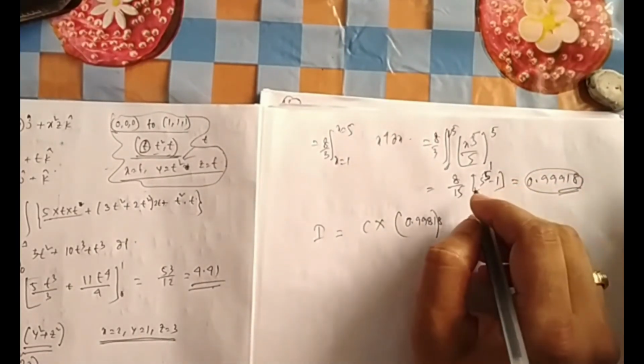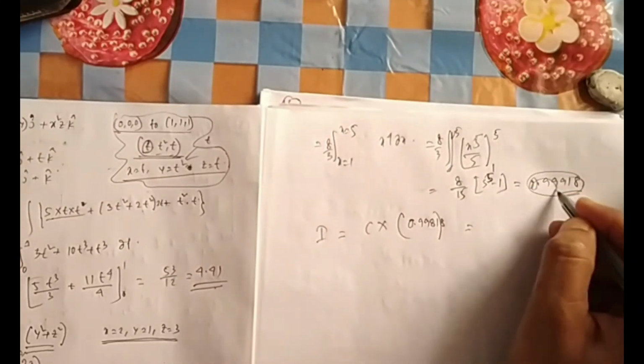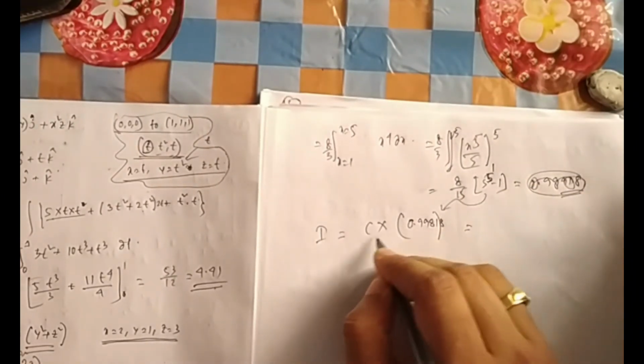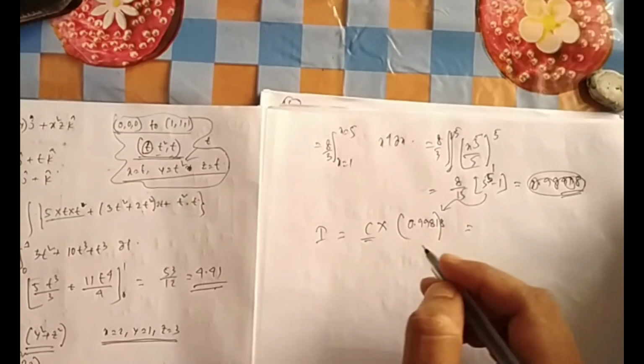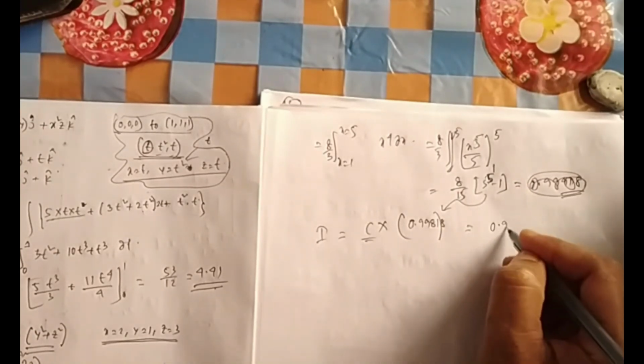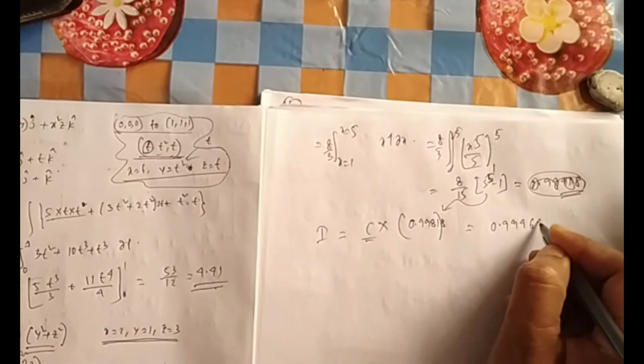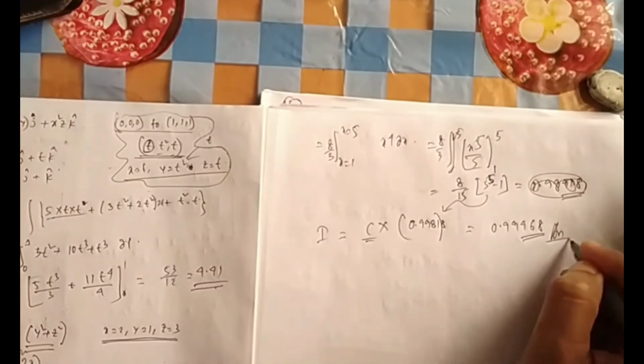If you do this and then multiply with c, where c is equal to 6 into 10 to the power minus 4, the final answer you will get is 0.99968.